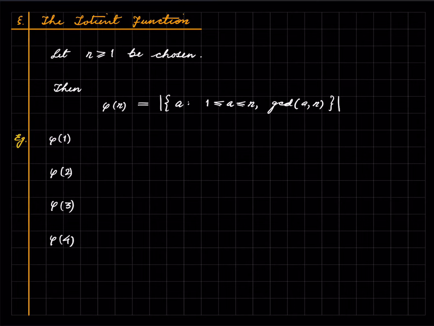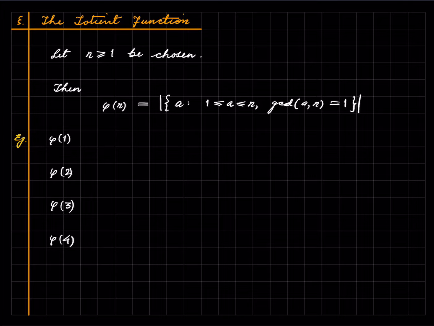So we'll introduce the totient function. We have some positive integer n chosen. Then this symbol denotes the cardinality of the set of all those integers which are in this range, and their GCD with n is equal to 1. So all integers relatively prime to n, which are between 1 and n, where 1 and n are both inclusive.